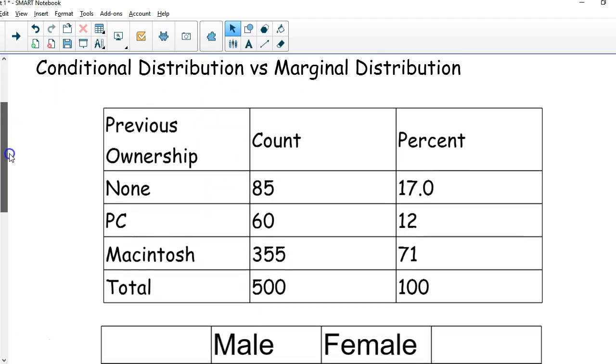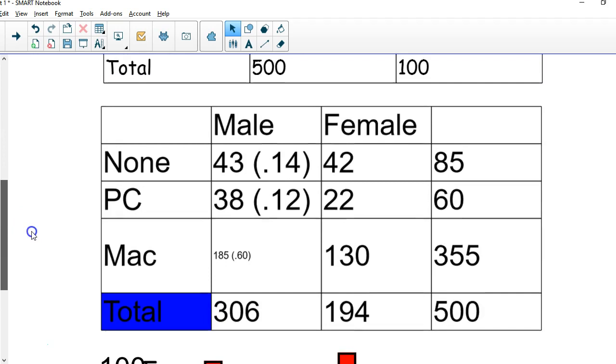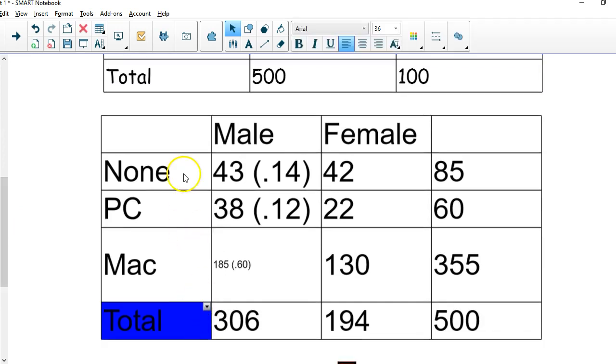So I have a conditional distribution here. This is where you are relating two categorical variables. So I have males and females, and I have the type of computer they own. You can imagine now, same school, same hat, I pull out 500 people's names, and instead of just looking at what type of computer they own, I record their gender as well. Now ignore the decimals on the side, okay? Marginal distribution, there's two marginal distributions here. There's the distribution of what they own, which is this outside column here, the 85, 60, and 355. And then there's the marginal distribution of their gender, 306 and 194.